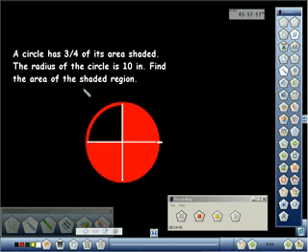Okay, this is the last one we're going to do for practice. A circle has 3/4 of its area shaded. The radius of the circle is 10 inches. Find the area of the shaded region.